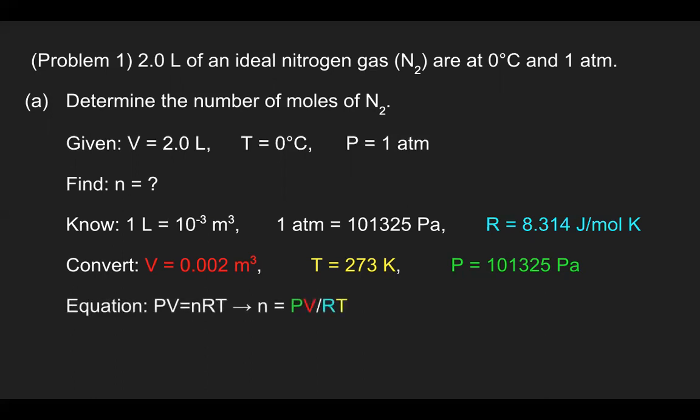So this is a pretty simple equation. You're using PV equals nRT, and you have all the information that's been highlighted. I just did that for you guys. You plug those numbers in, and you get 0.089 moles of nitrogen gas.